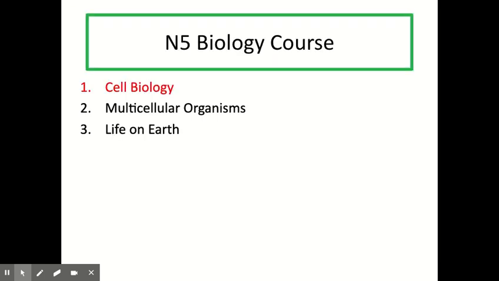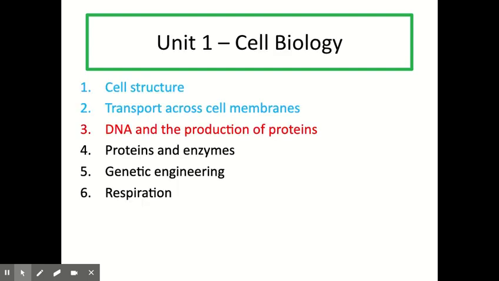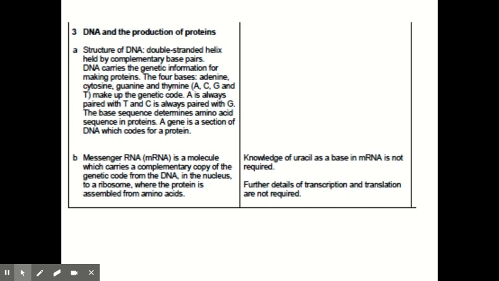So at the moment, we are still on Unit 1 Cell Biology, and we are on KA3 DNA and production of proteins. This is just a reminder to always check your Nat 5 mandatory knowledge or core spec document that's produced by the SQA, because this lists everything that you need to know for the tests or exams. This slide shows all the information that we're going to be learning about DNA today.